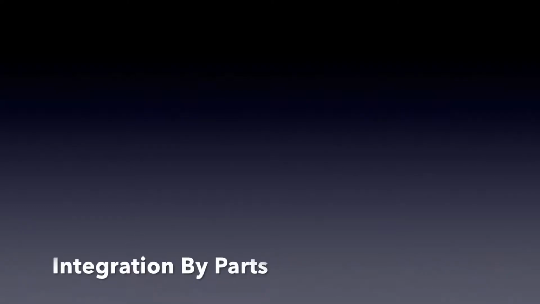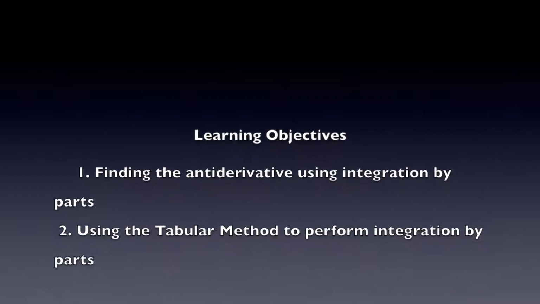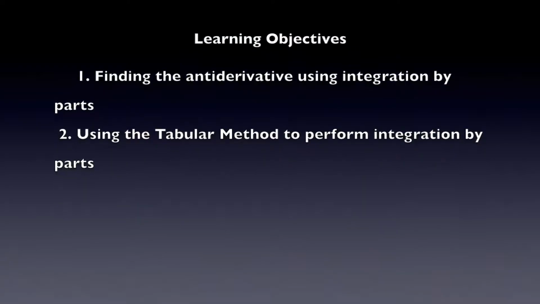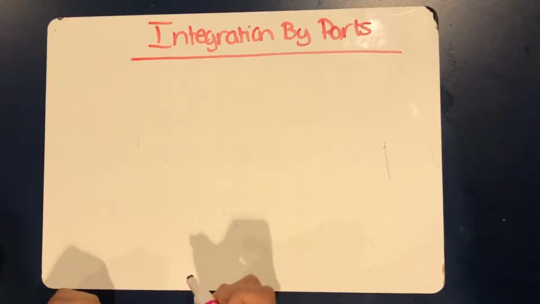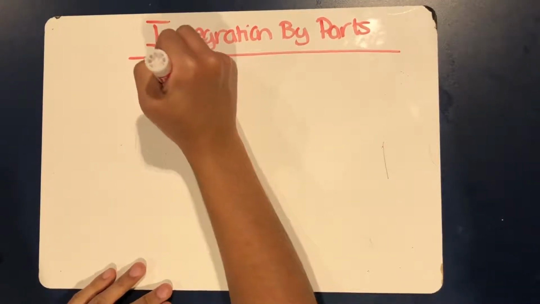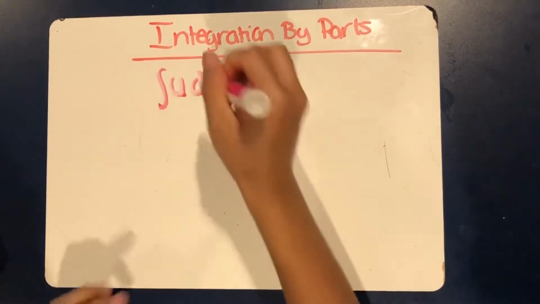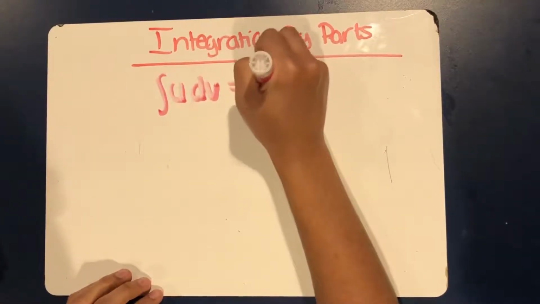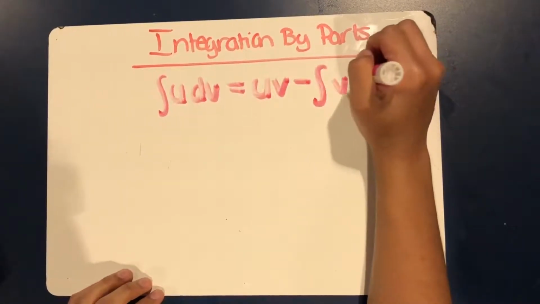In this video, we'll be talking about integration by parts, and the learning objectives are 1. Finding the antiderivative using integration by parts, and 2. Using the tabular method to perform integration by parts. This is the integral of u dv is equal to uv minus the integral of v du.